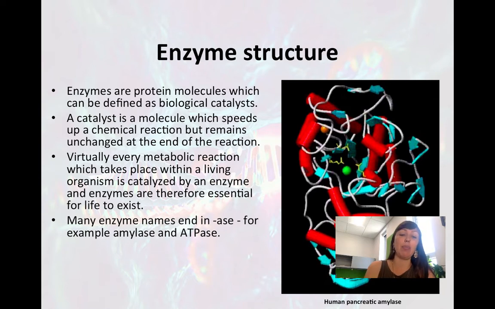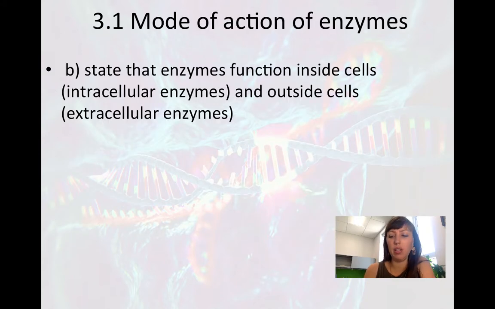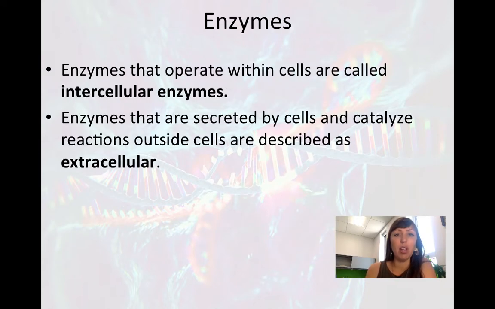So many enzyme names end in ase. For example, amylase. There's lactase. There's so many. So not all, but a lot of times when you see a word that ends in ase, it's an enzyme. Enzymes that operate within cells are called intracellular enzymes. Enzymes that are secreted by cells and catalyze reactions outside of cells are called extracellular enzymes.